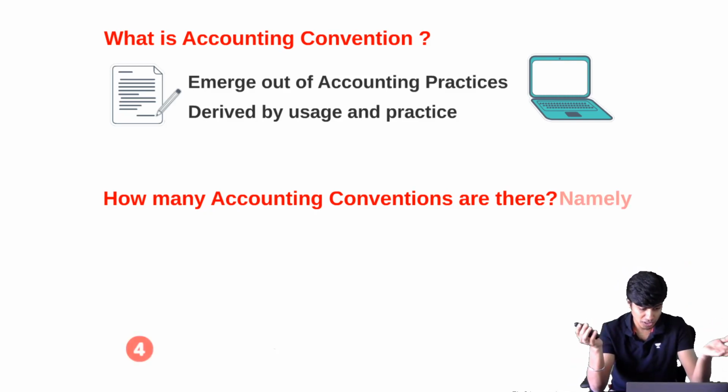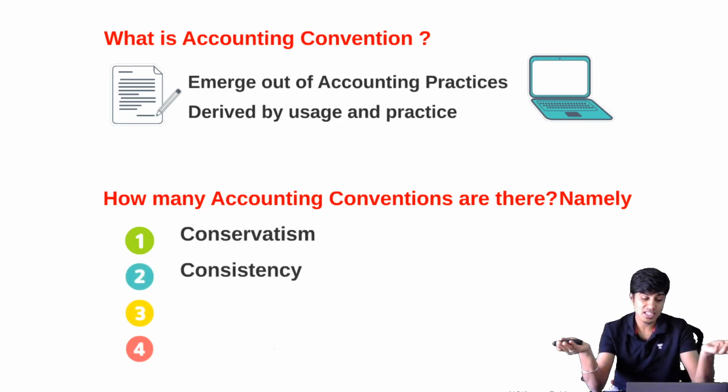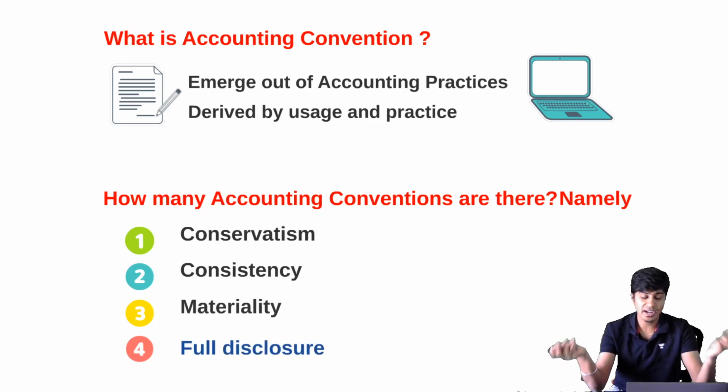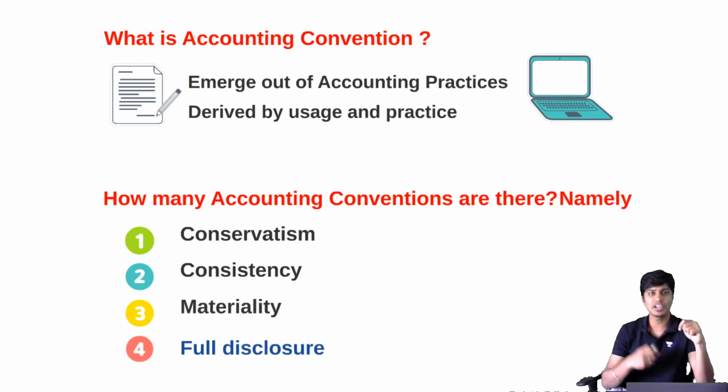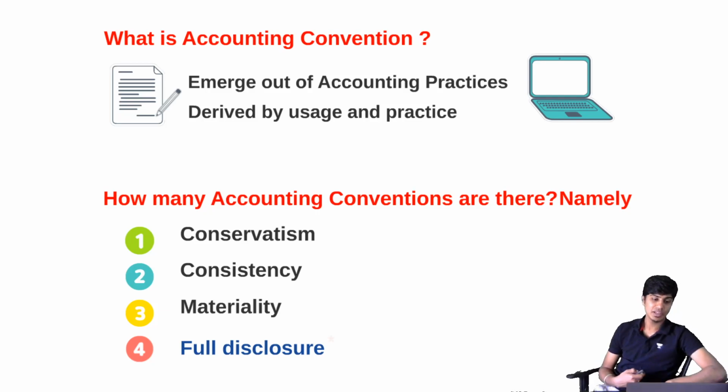We have 4 accounting conventions, namely conservatism, consistency, materiality, and full disclosure. Full disclosure is a different color because again this is not given as a convention in our ICI material. However, we'd have to still read this point. Let's get started with conservatism.